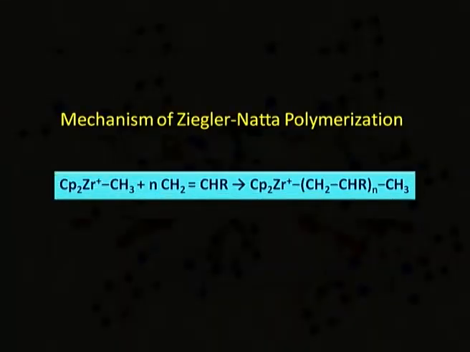It can be explained by this reaction: Cp2Zr+-CH3. This is the metallocene complex, reacting with CH2=CHR and converting into a metallocenium ion, that is Cp2Zr+-CH2CHR.